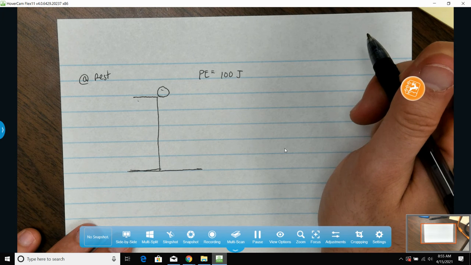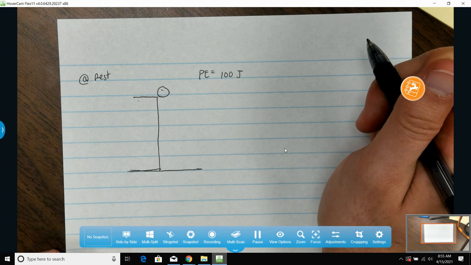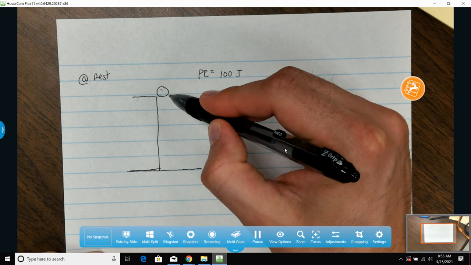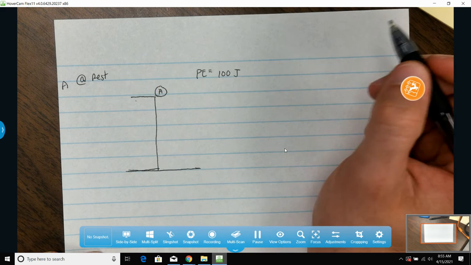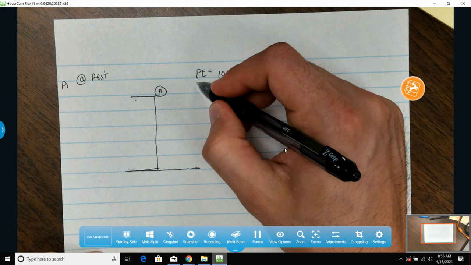Based off of what we said yesterday, kinetic energy means the object has to be doing what? Moving. So if it's at rest right here at point A, what is the kinetic energy there? Gotta be 0.